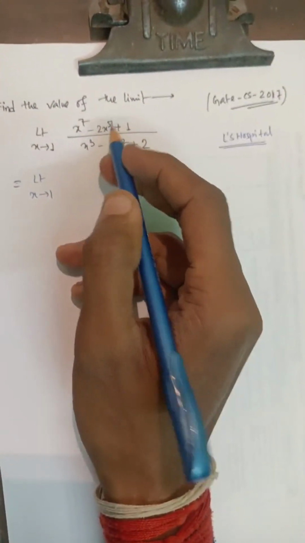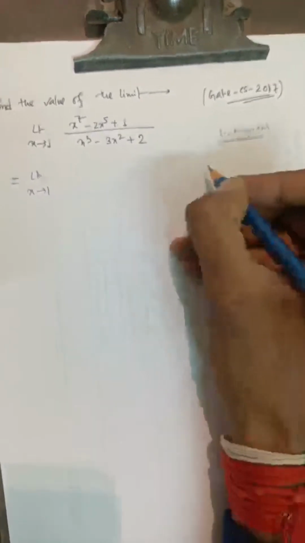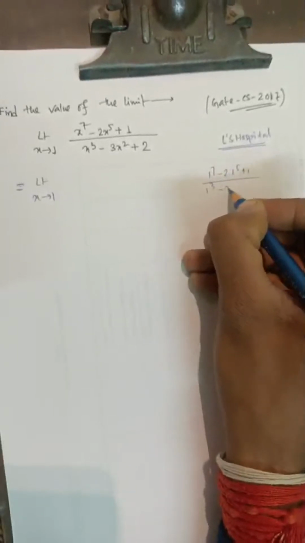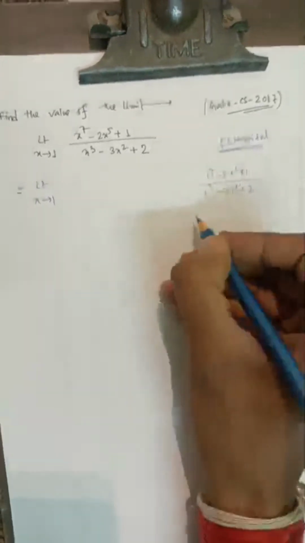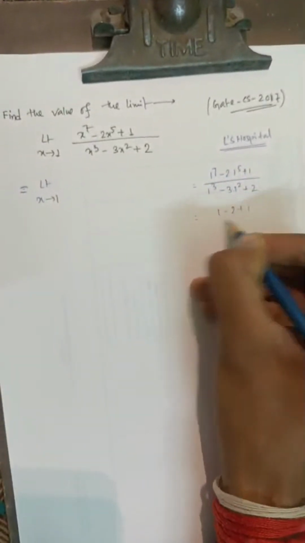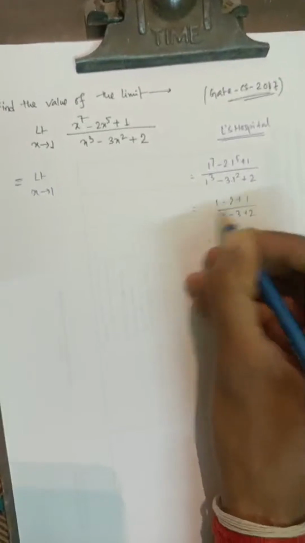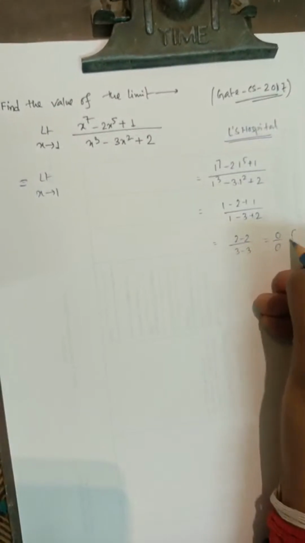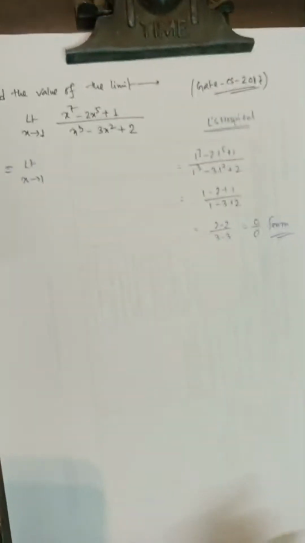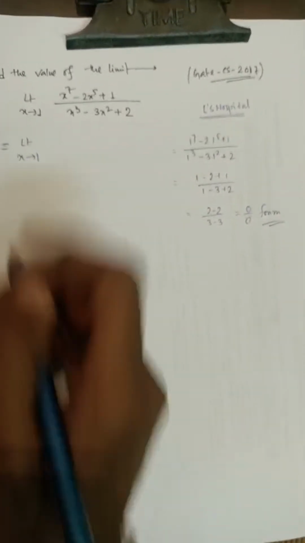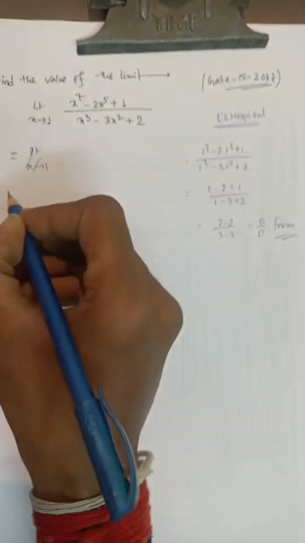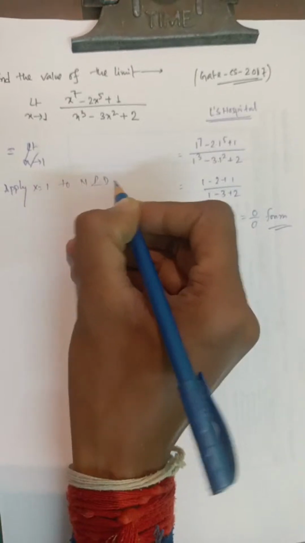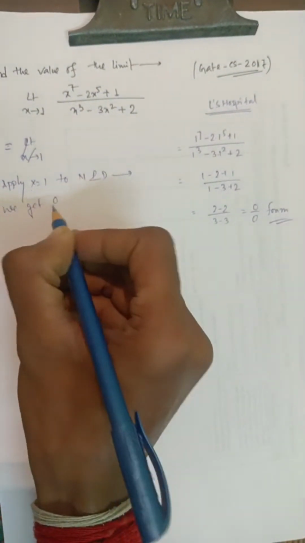If we put the value 1 in the numerator and denominator, we get 1 power 7 minus 2 into 1 power 5 plus 1, upon 1 power 3 minus 3 into 1 square plus 2. So we get 1 minus 2 plus 1 upon 1 minus 3 plus 2, which is 0 upon 0 form. If we get 0 upon 0 form, then we can apply L'Hospital's method.